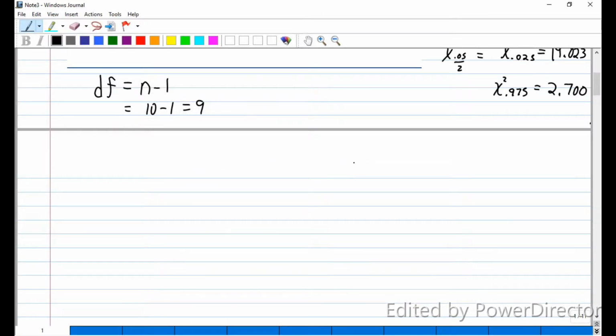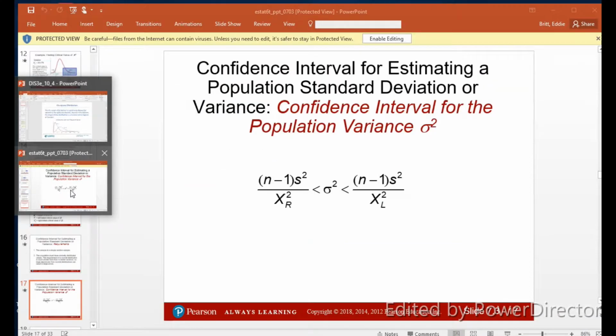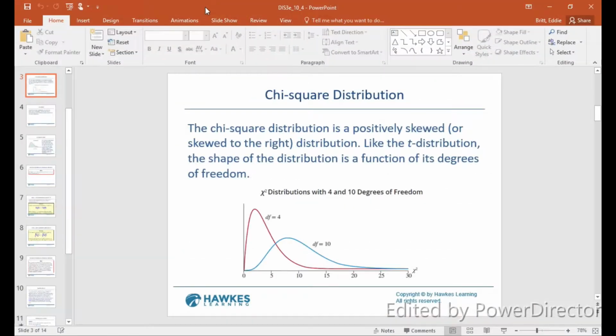All right, anyway. So now let's plug them in our formula and see if we can work our problem out.